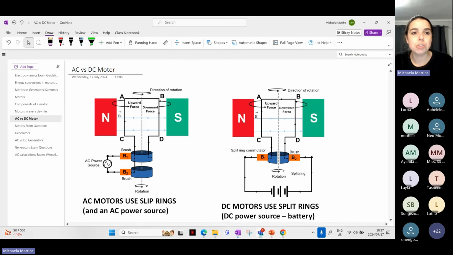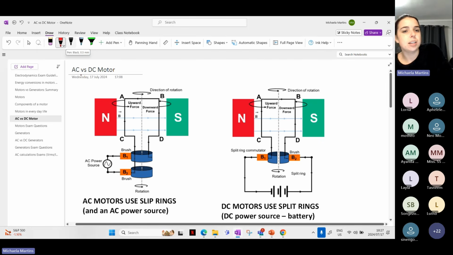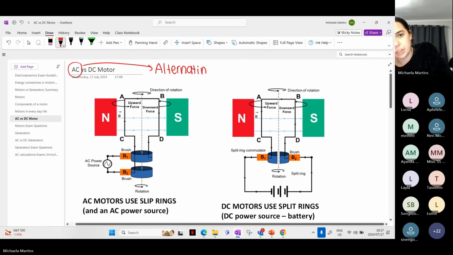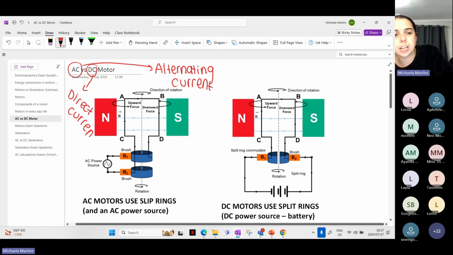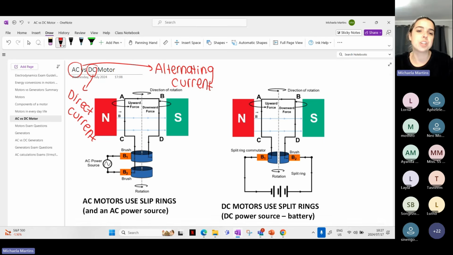So if you haven't heard the words AC and DC, AC stands for alternating current. Alternating means that it's changing. And then DC stands for direct current. It means that it flows in one direction. It does not change. It's direct. Okay, so alternating, the current changes. Direct, it stays in one direction.